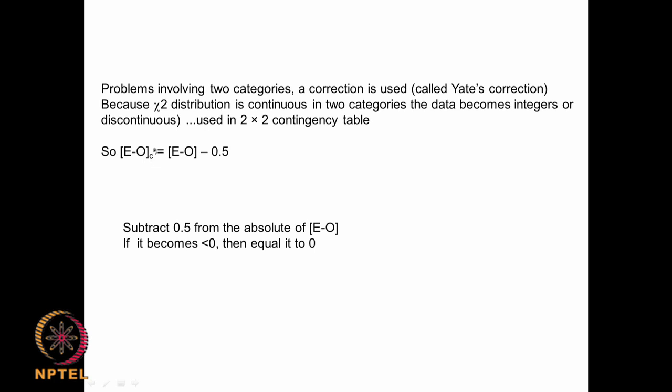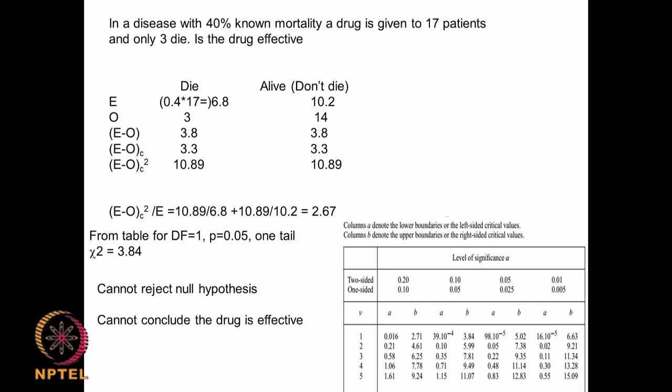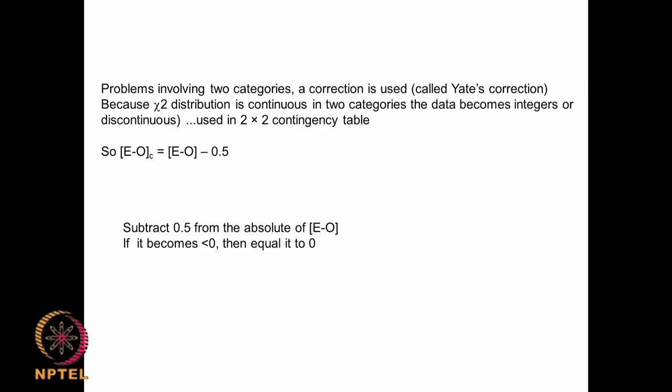So what we do is we take the absolute value of E minus O, that is expected minus observed, and subtract 0.5. It is very simple. But if it becomes less than 0 when you subtract, then you take it as 0 only. Do not forget it. So we take the absolute value of E minus O, subtract 0.5 from that, and then perform the calculation. That will be the corrected value, and after that you square it and divide it by E, and so on. Okay, let us look at a problem.